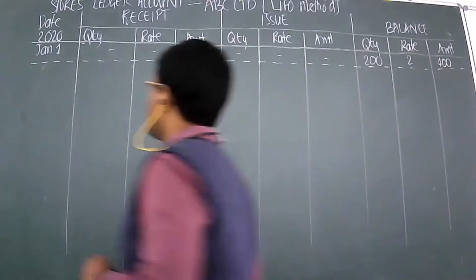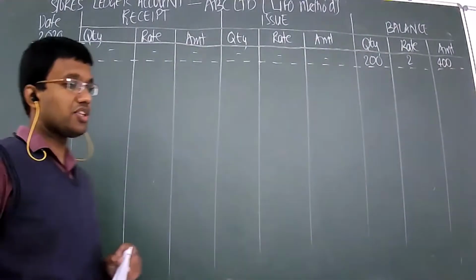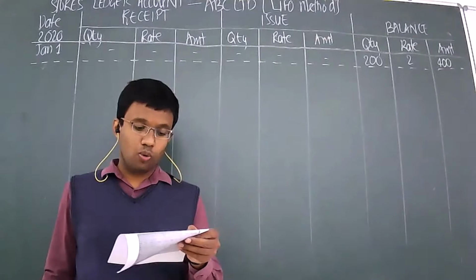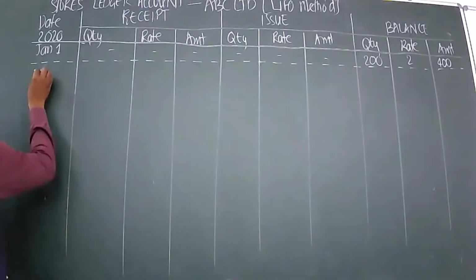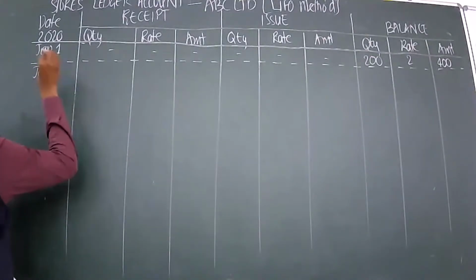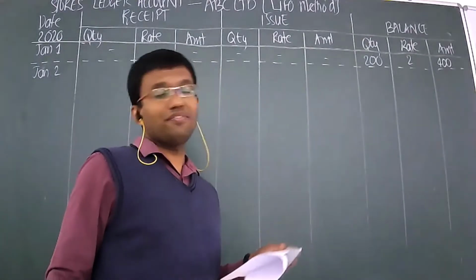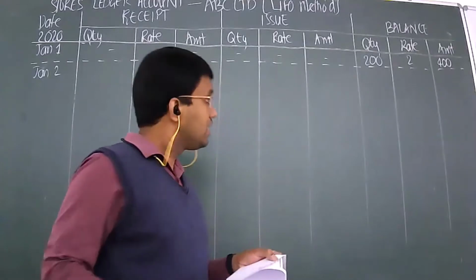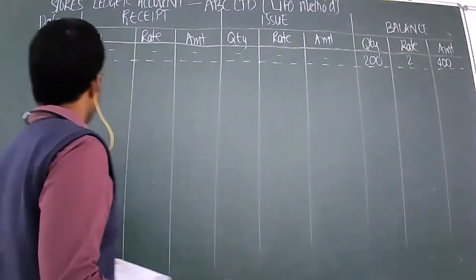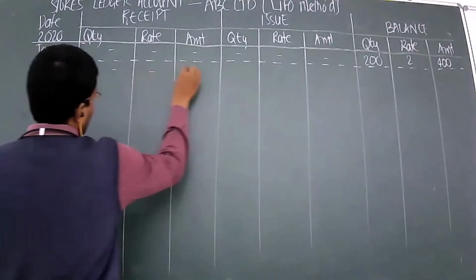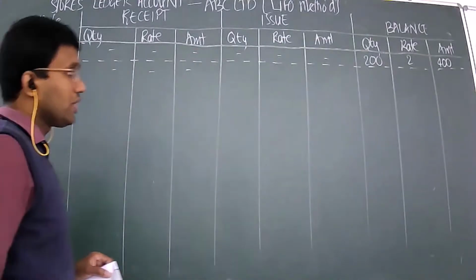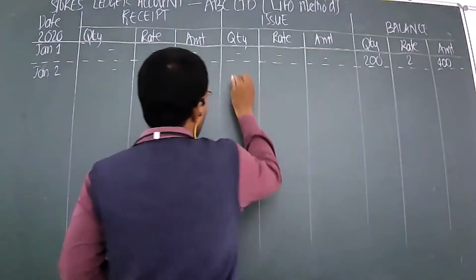So we are done with the first transaction, where we captured the opening balance. On 2nd Jan, we are issuing 150 units, which means there was a demand for 150 units, and those 150 units we are issuing.